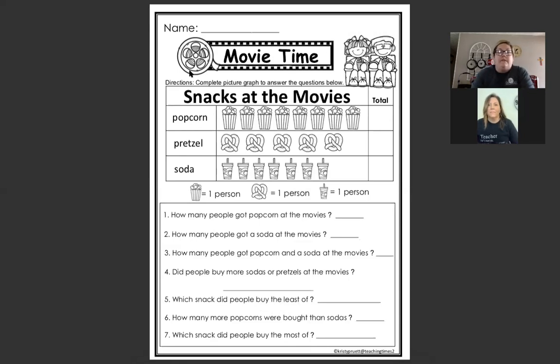So this says, complete the picture graph to answer the questions below. And it says that each of these popcorns represents one person. Each pretzel is one person, and each cup is one person. So the first thing that we need to do is go through and count how many people had popcorn at the movies.